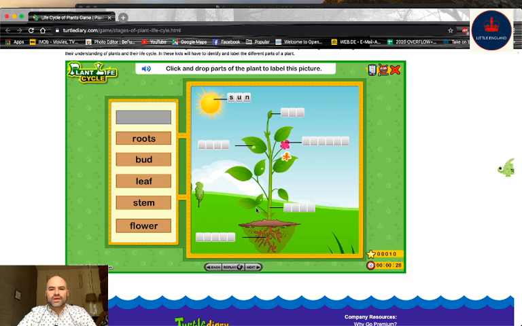What do you know next? You guys know this. It's listik. Listi. So in English, what is it? Leaf. Leaf. And next we have bud. Here we have flower and roots.